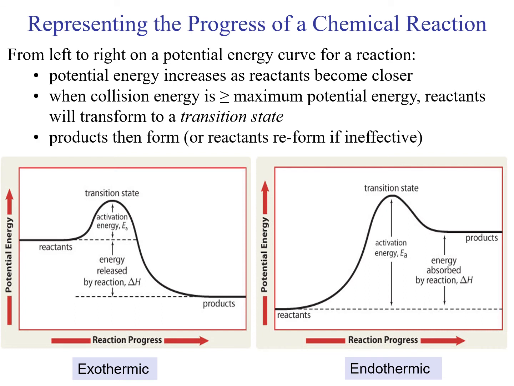Another way to say this is, products then form if there is an effective collision, or reactants will reform if the collision is ineffective. Remember, for exothermic reactions, the reactants have greater energy than the products. And for endothermic reactions, the reactants have lower energy than the products. That should remind you of enthalpy.